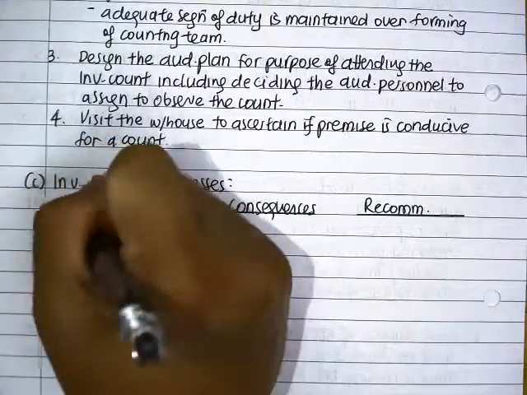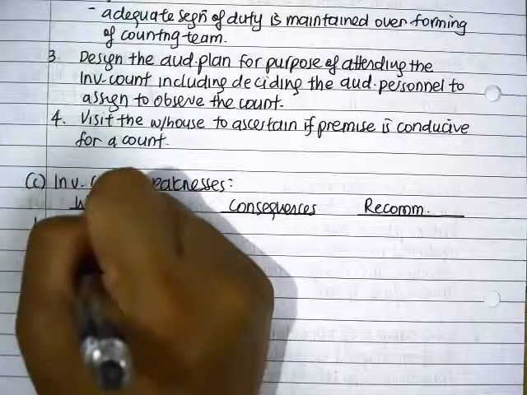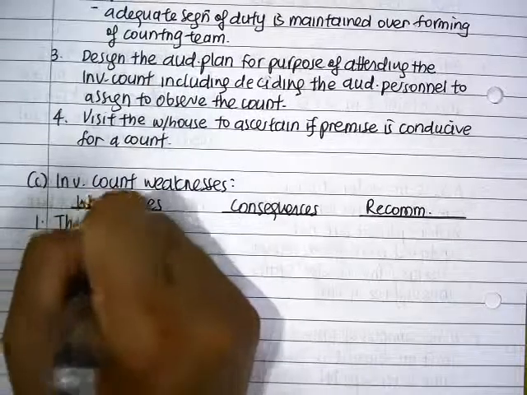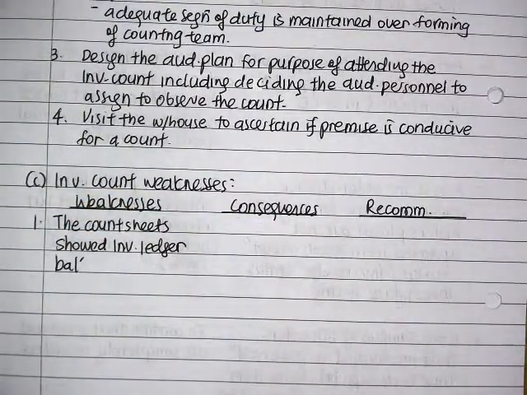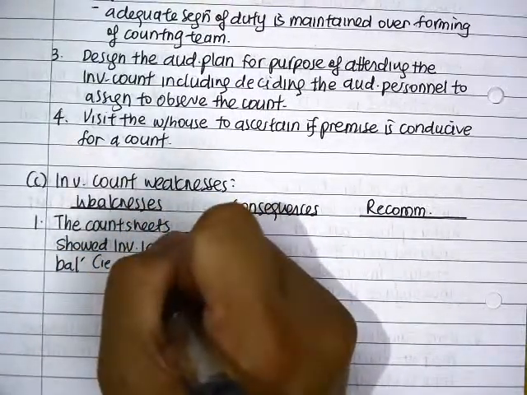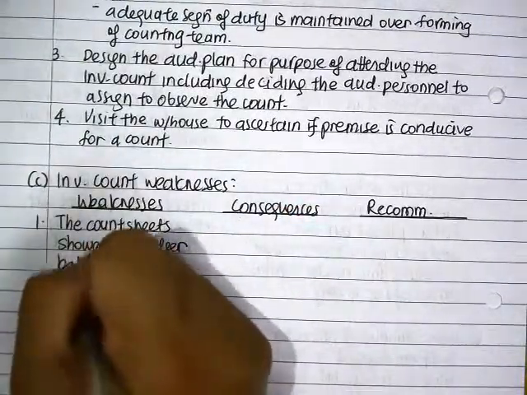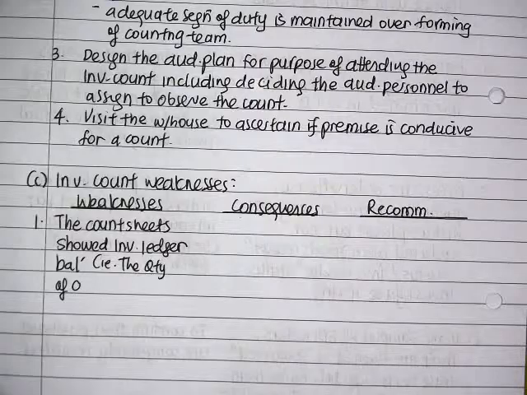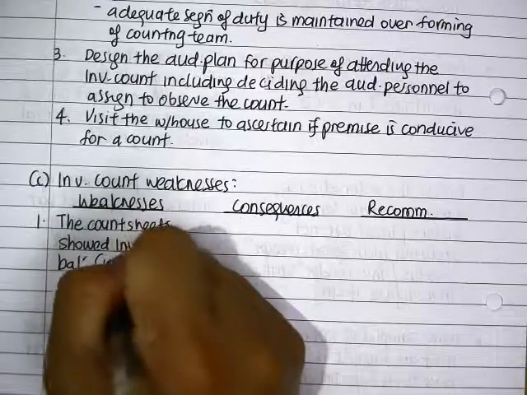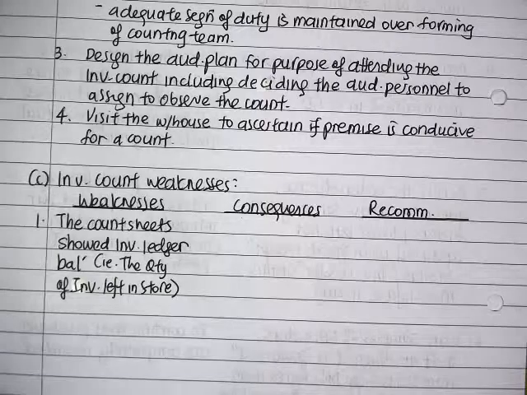Now just write back only. The count sheets show inventory ledger balance, i.e. the quantity of the inventory left in the store. Okay, so they're talking about the inventory balance.